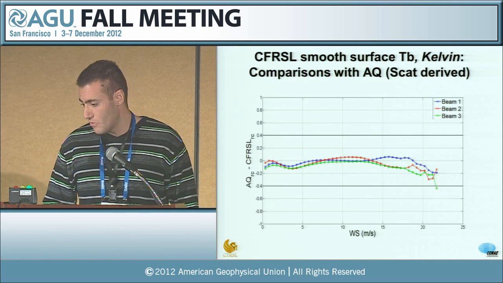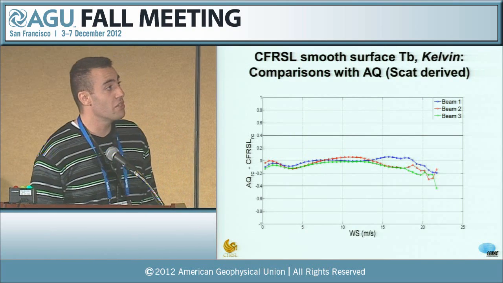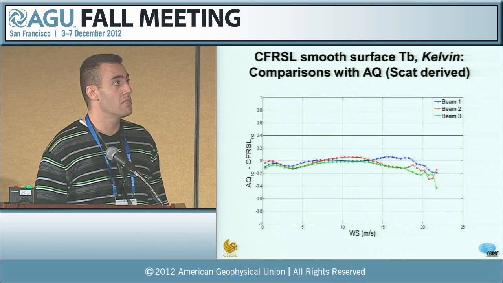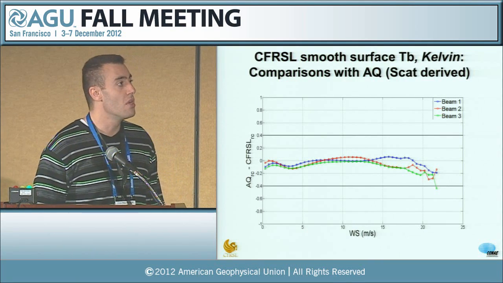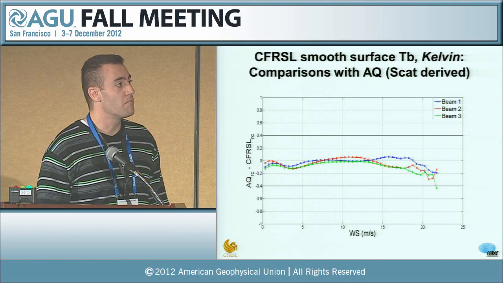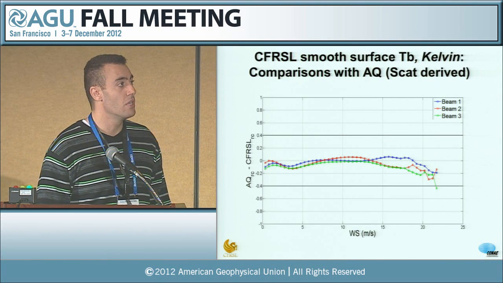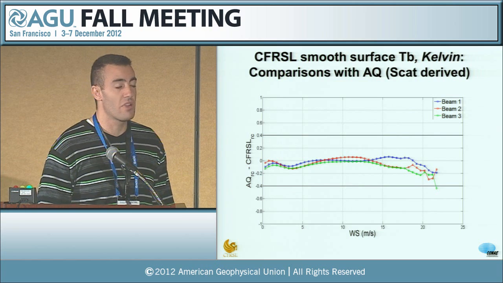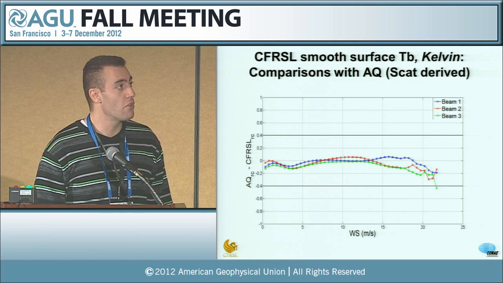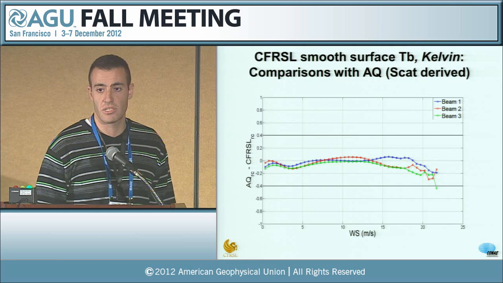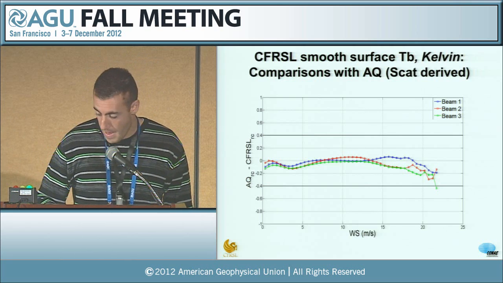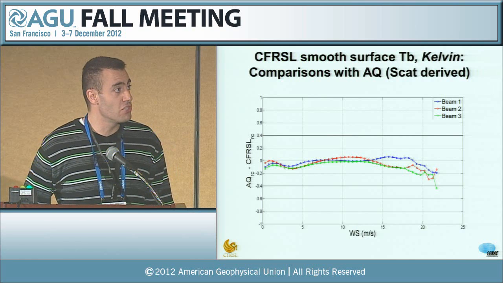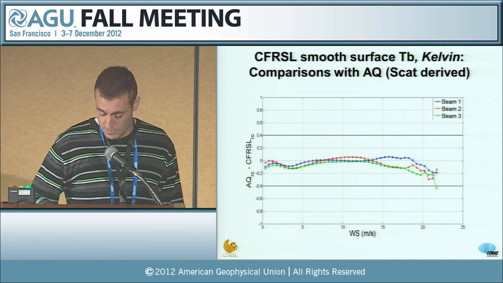This is a plot of the differences between Aquarius roughness corrected TBs minus CFRSL roughness corrected TBs for the 3 beams versus time. The 2 lines show plus or minus 0.4 Kelvin, which is the minimum error we should have in the brightness temperature in order to get a 0.2 accuracy in salinity. Those are the mean bin averages for the 3 beams.